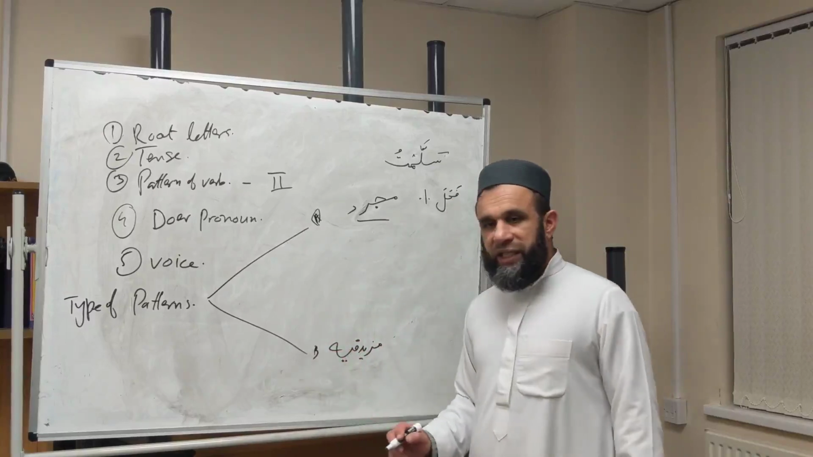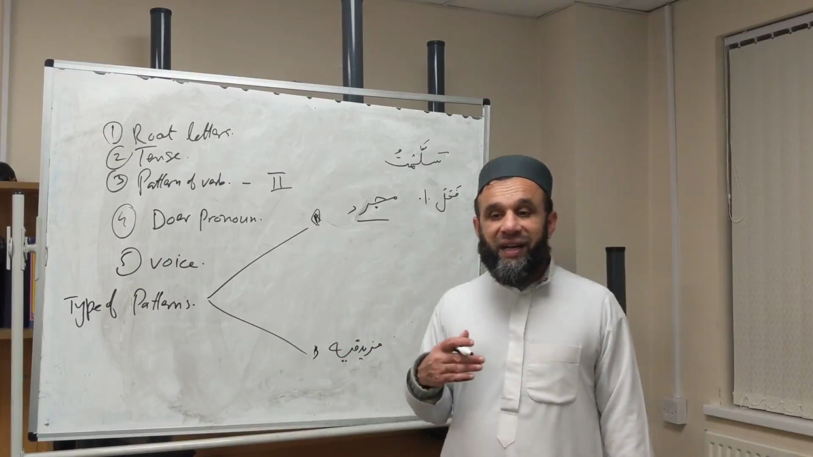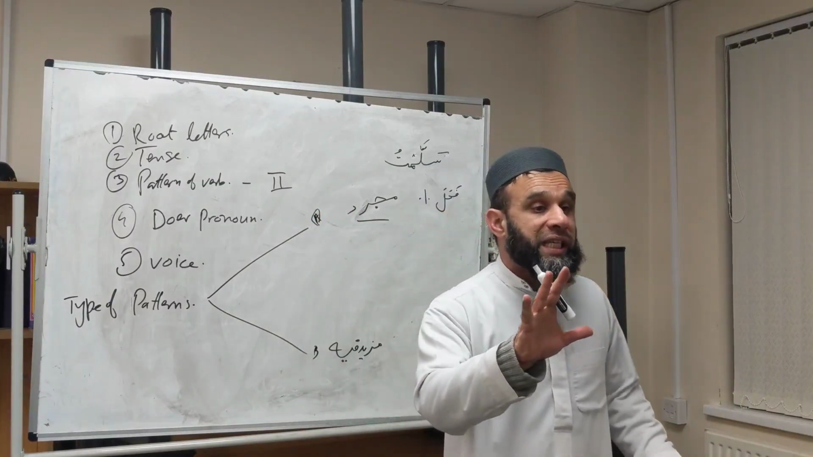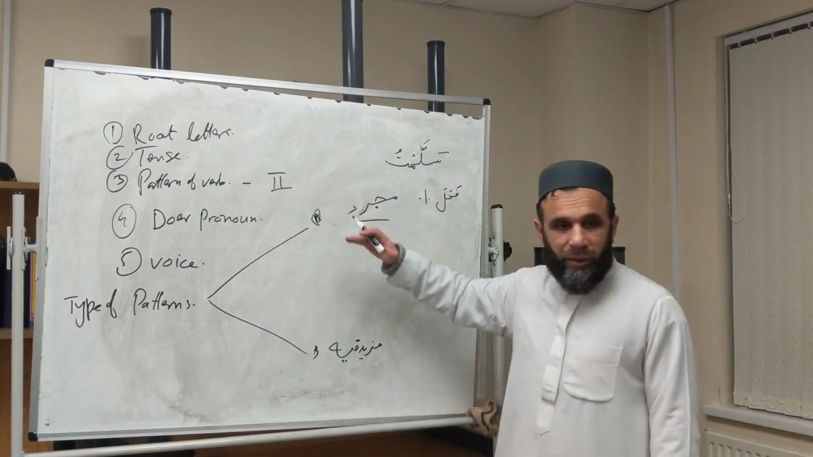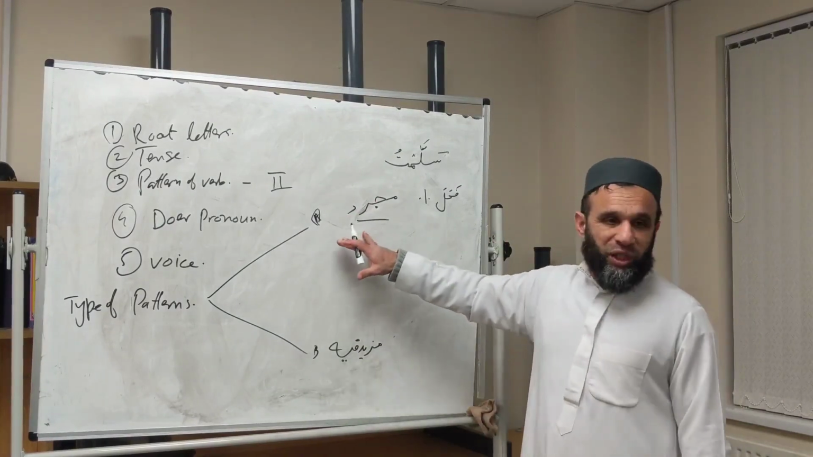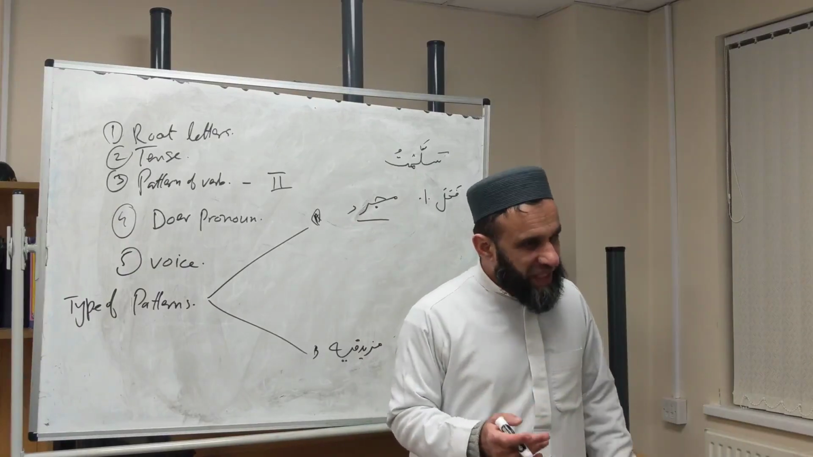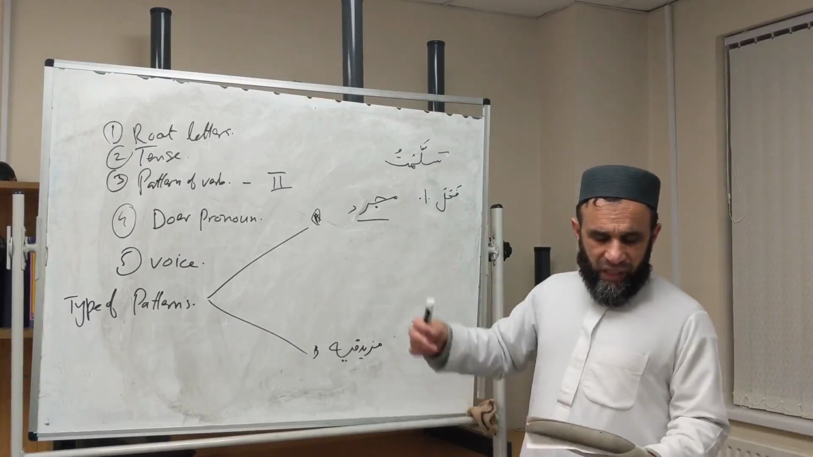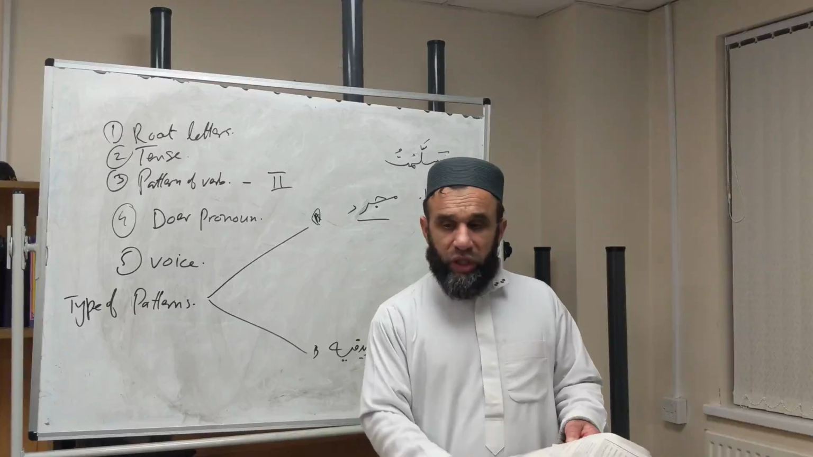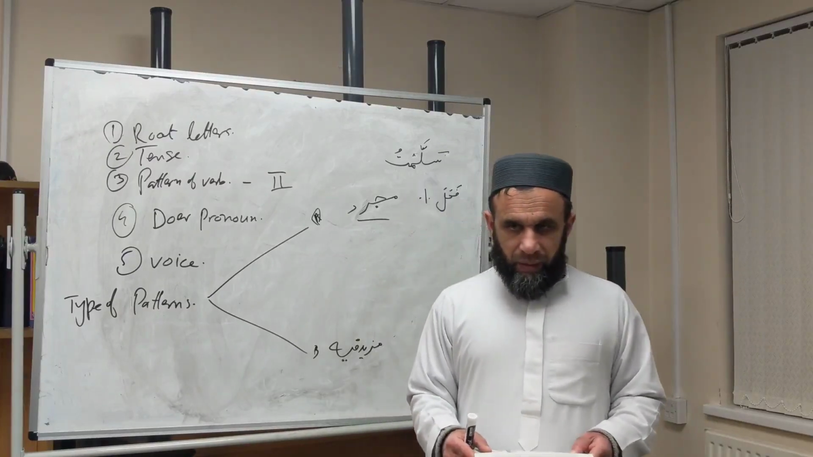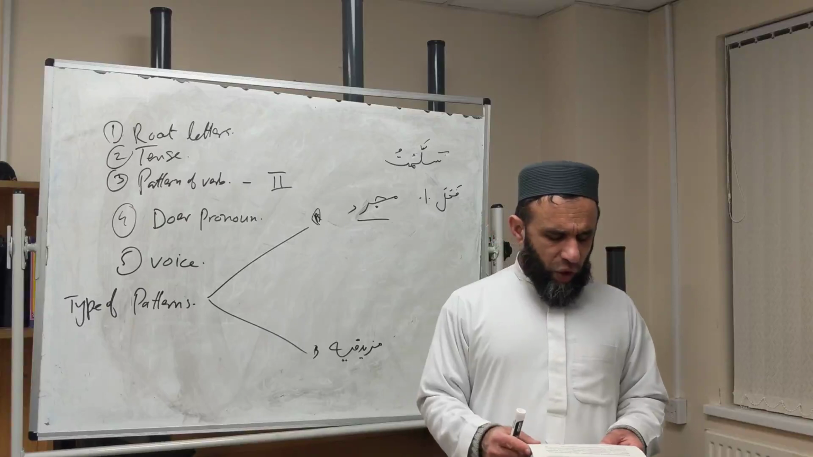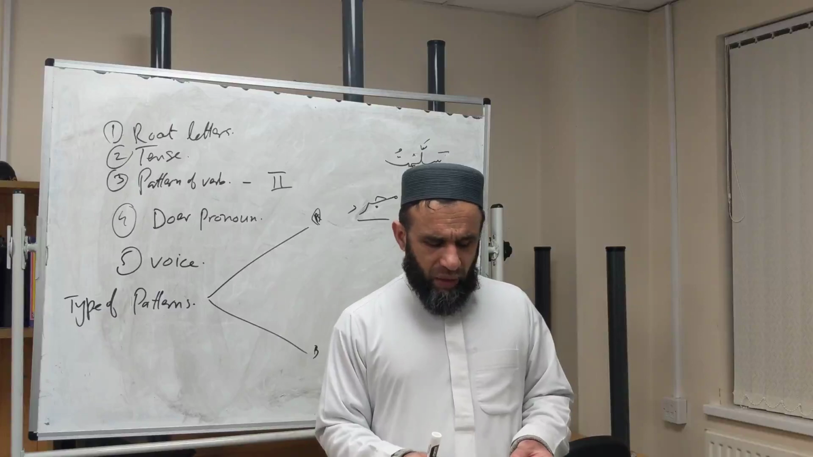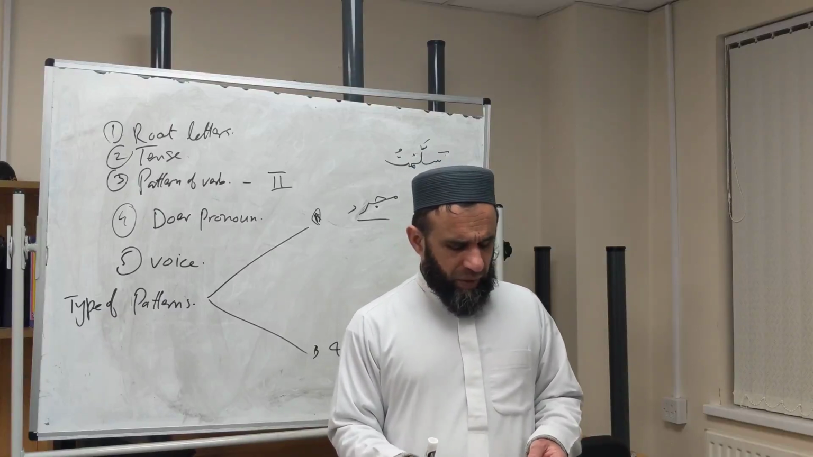Mazid fihi is what? Where extra letters are added. There are 15, but we will be studying only how many? 9. Because we will be studying 10: one is mujarrad and the 9 are mazid fihi. Mujarrad is fa'ala, and for mazid fihi, number 2 is fa'ala. How many verbs are derived from it? 171. And in the Quran, 1300.